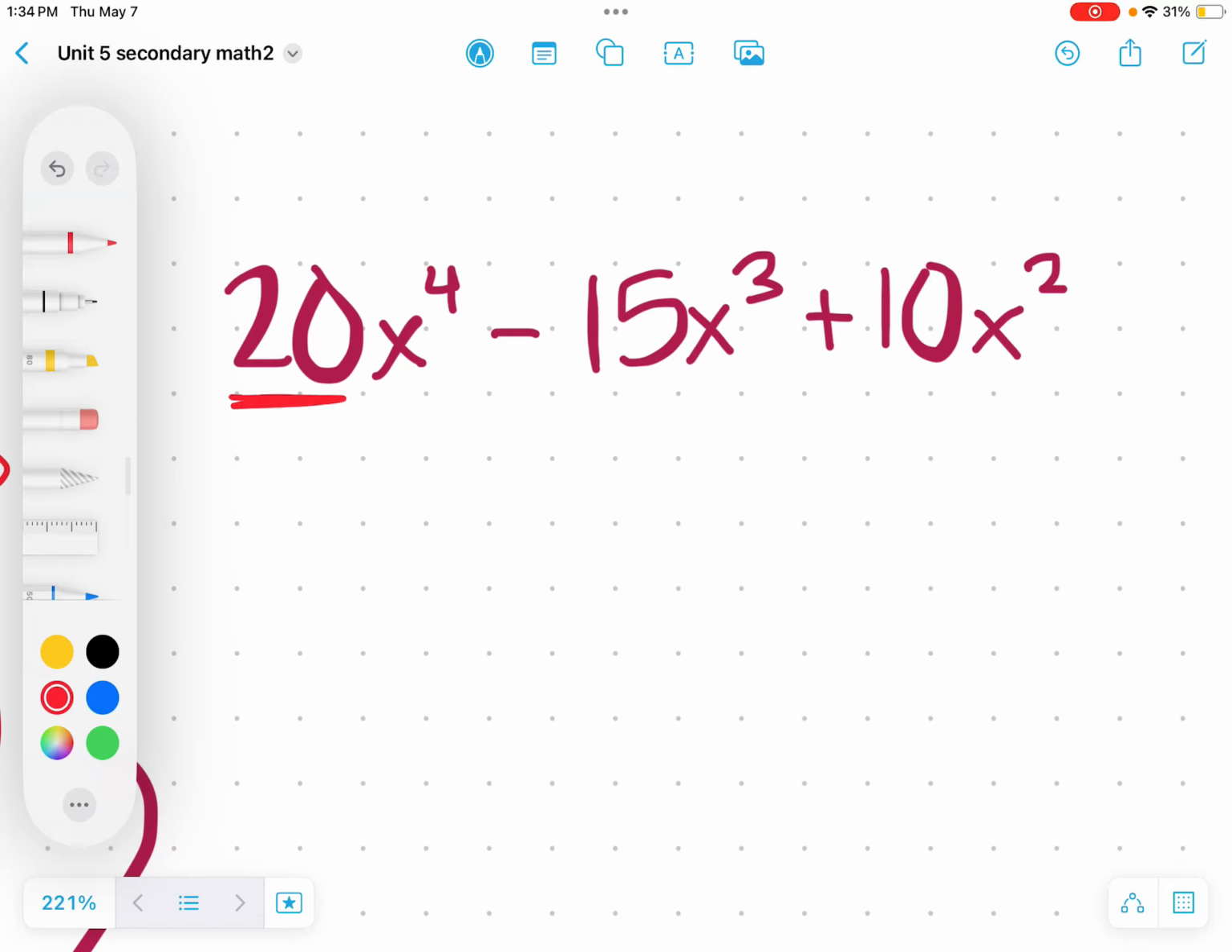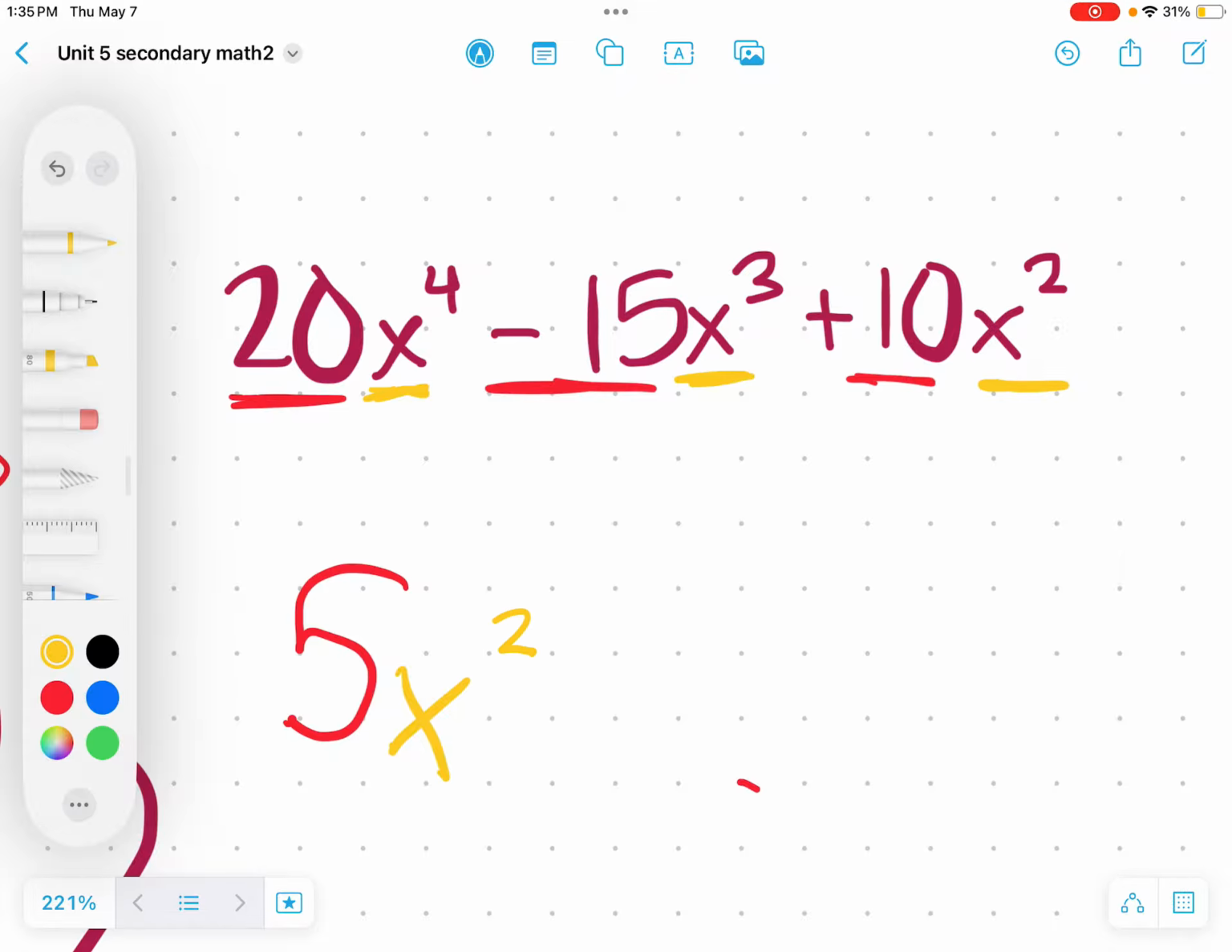What is my GCF between 20, 15, and 10? 5. Okay, so I'm going to pull the 5 out. Now look at your x's. They all have an x, which means I can pull an x out as well, but how many can I pull out? You can pull out 2, because they all have at least 2 x's. So my GCF is 5x squared.